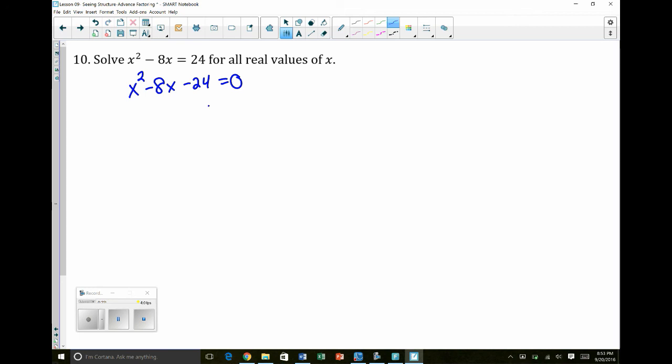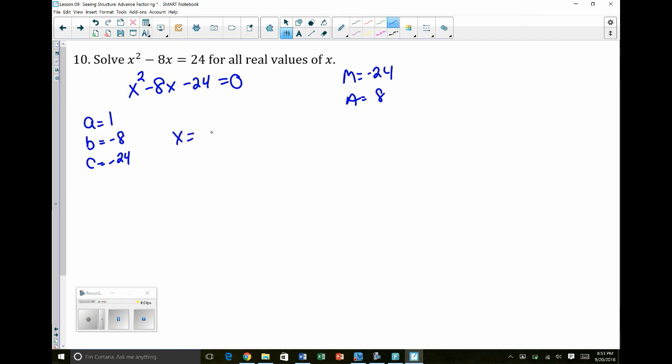No. Okay, well, the leading coefficient's 1, so what multiplies to negative 24 that adds to 8? What multiplies to negative 24 that adds to 8? Unfortunately, nothing. There's not any nice integers that do that. So you either have to complete the square, which I know that none of you remember. If you do, you're awesome. So let's use the quadratic formula. My a value is 1, my b value is negative 8, my c value is negative 24.